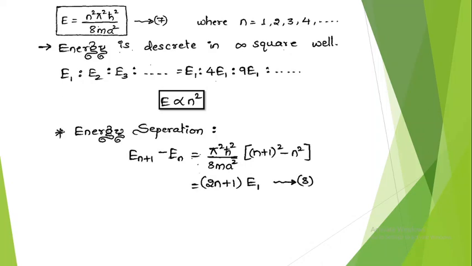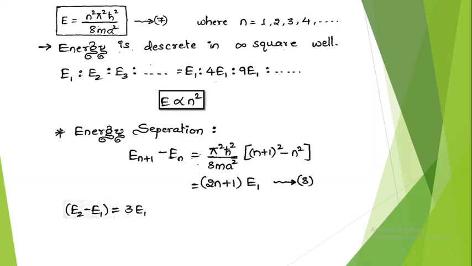So by using this equation we can find out the energy separation, that is what is the energy difference between the second state and the first state. So that will be equal to 2 into 2 plus 1 times E1.